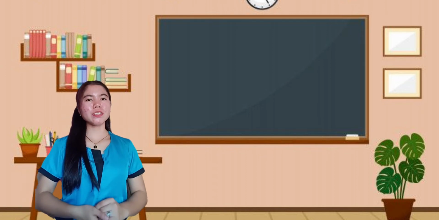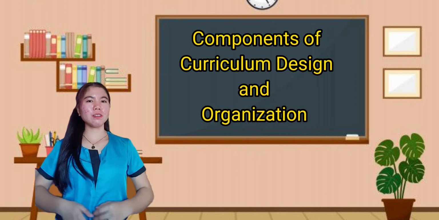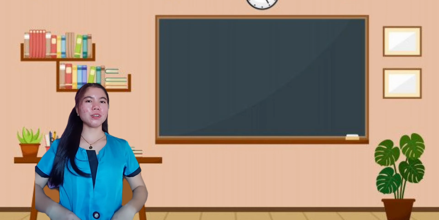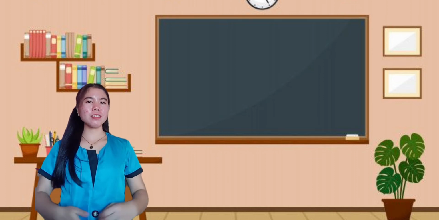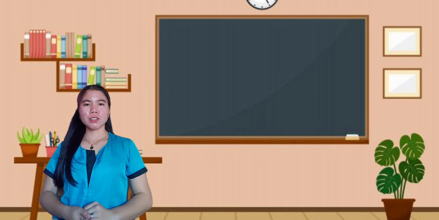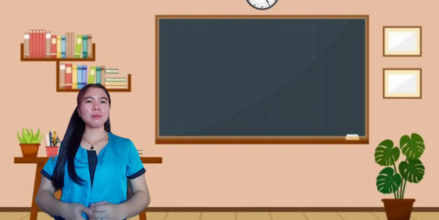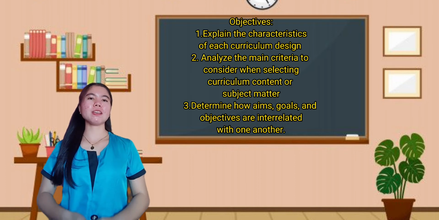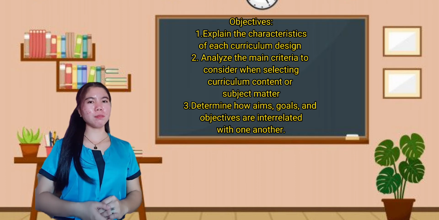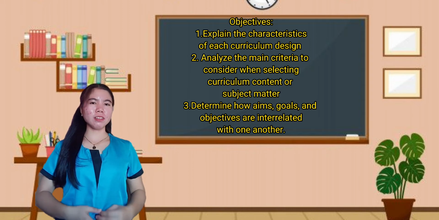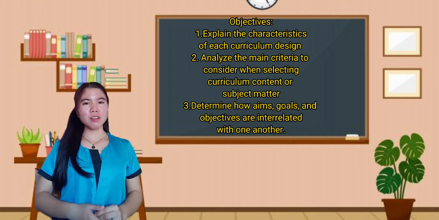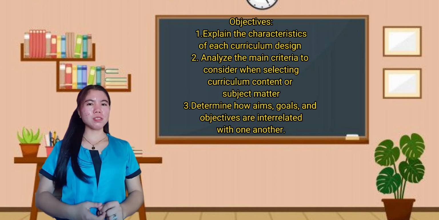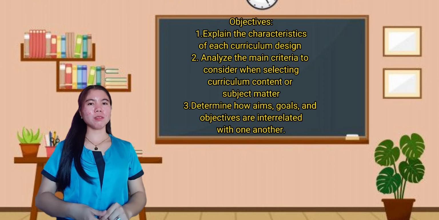Our lesson for today is all about components of curriculum design and organization. But before we proceed to our new lesson for today, let me first introduce to you the objectives for today's lesson so that we will be guided as we go along to our discussion. The first objectives we have: explain the characteristics of curriculum design, analyze the main criteria to consider when selecting curriculum content or subject matter, determine how aims, goals, and objectives are interrelated with one another.